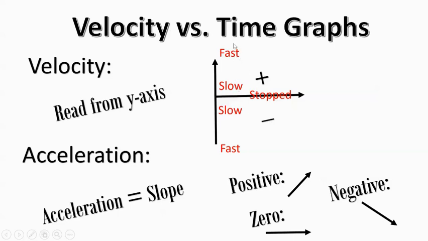But if it's away from the middle, either way above it or way below it, that means you have an object that's going fast. You can find acceleration from a velocity graph because acceleration is equal to the slope of a graph. And so, even without numbers, you can tell that a velocity graph line that's going up has a positive acceleration, and one that's going down has a negative acceleration. A velocity graph that's flat has no acceleration.